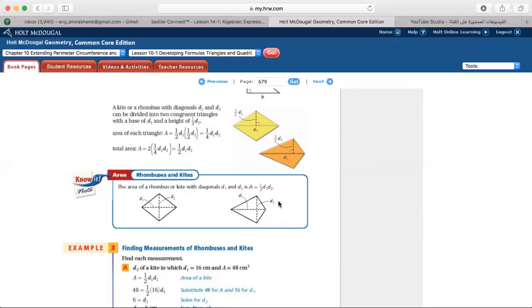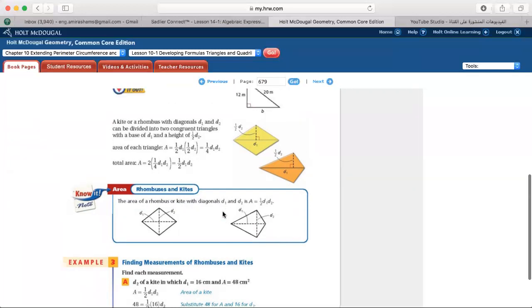So we learned here the area of the parallelogram, which is base multiplied by height, and the area of the triangle, which is half base multiplied by height, and the area of the trapezoid, which is base 1 plus base 2 multiplied by height all over 2, and the area of the rhombus or the kite, which is half D1 multiplied by D2, where D1 and D2 are the diagonals, and the two diagonals are perpendicular on each other. Okay, girls?